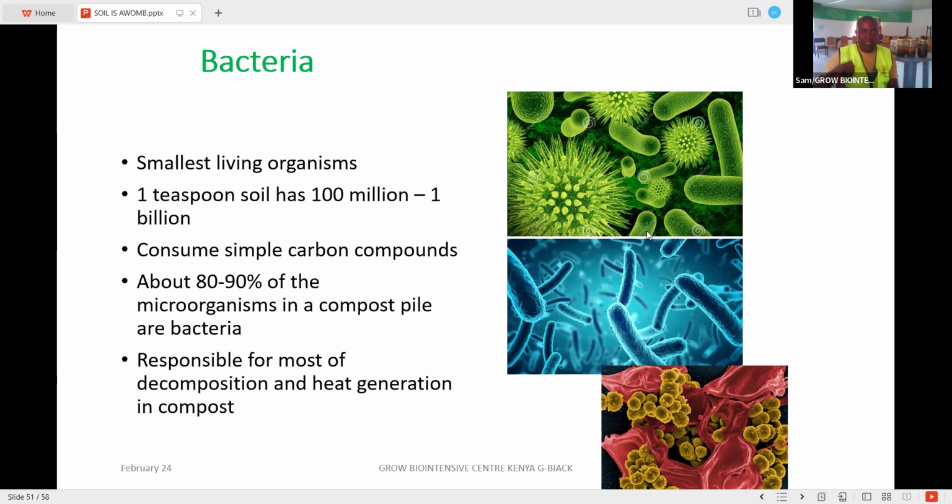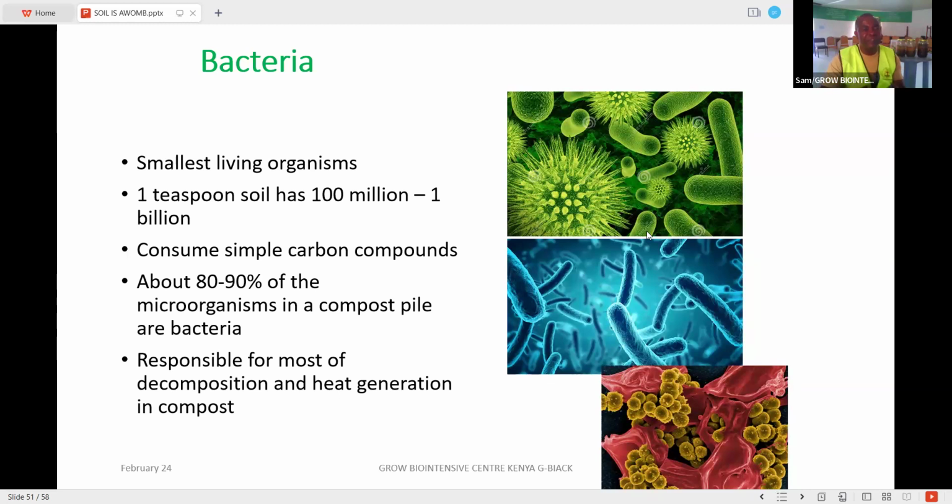Kijiko kimoja cha chai, 1 million to 1 billion bacteria. They consume carbon compounds. Their work is to consume those carbonaceous compounds. About 80 to 90% of all the microorganisms in the compost pile are bacteria. Fungi and actinomycetes and the rest are very few. Bacteria are responsible for most of the decomposition. The rest come to do the finishing work.